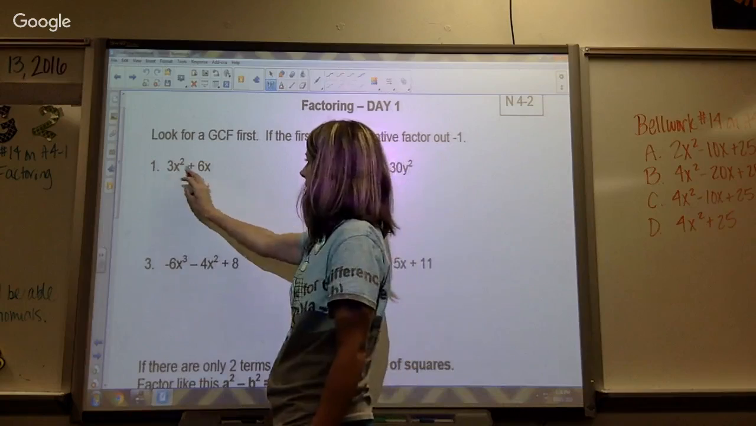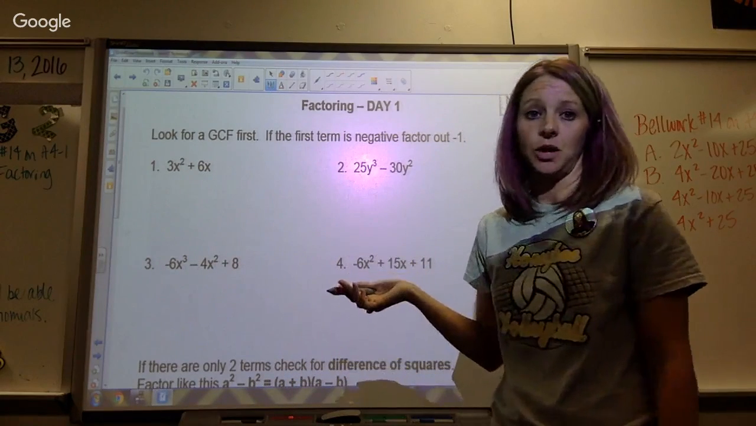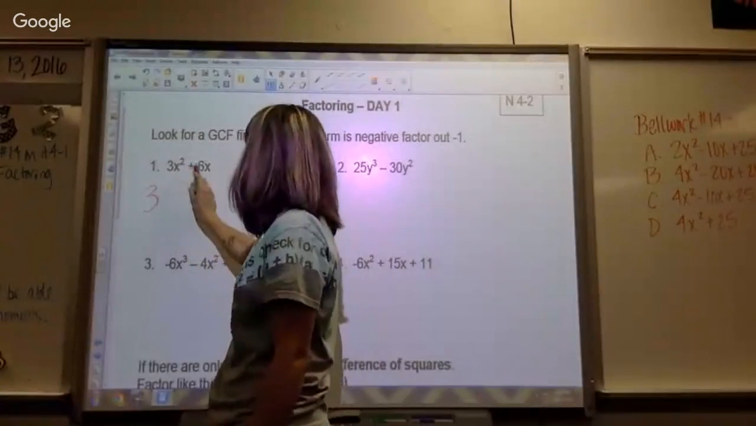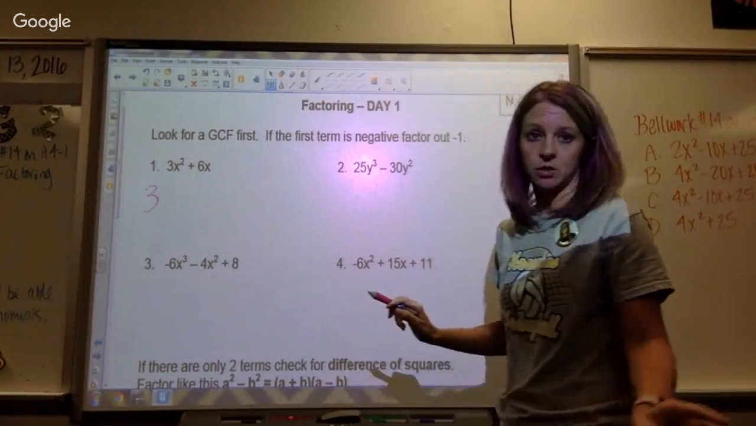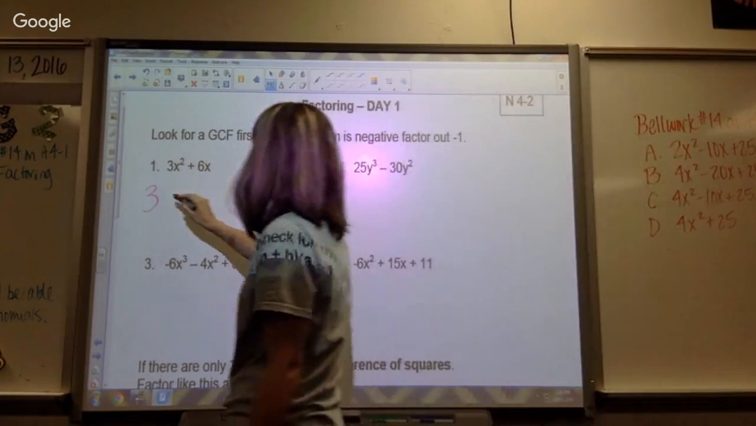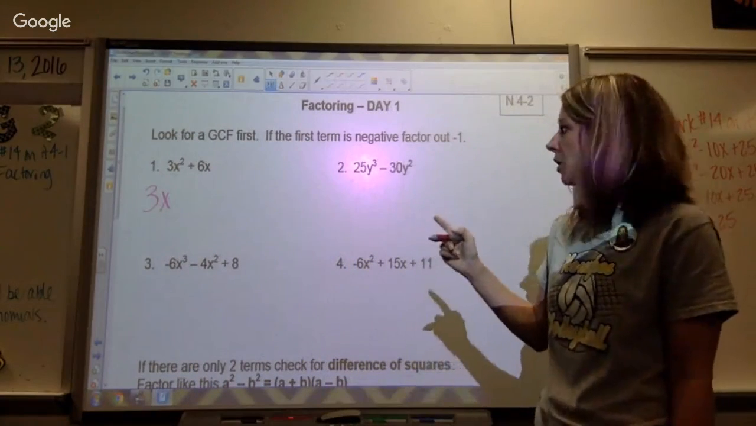So first thing, look at your numbers on number 1. They have a 3 and a 6. The greatest number that will go into both of those is a 3. And then you have an x squared and an x. That means you have 2 x's and you have 1 x. They both have 1 x in common, so you're going to take out a 3x. 3x would be your GCF of this polynomial.